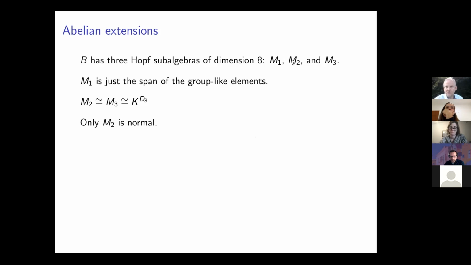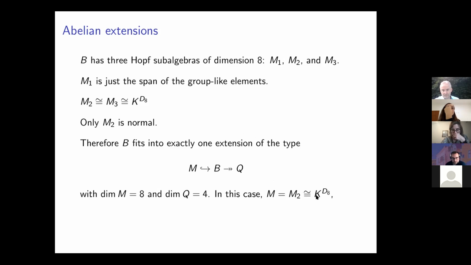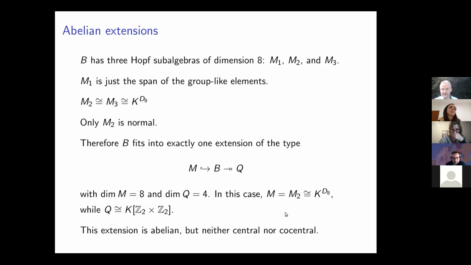Of these 3, M1, M2, M3, only one is normal, namely M2. And this means that B fits into exactly one extension of the type M, B, Q, where M is 8-dimensional and the corresponding quotient, here denoted by Q, must therefore be 4-dimensional. In this case, M, which is this M2, because it's the only normal Hopf subalgebra there, is isomorphic, as I said, to the dual group ring of the dihedral group, while the quotient is isomorphic to the group ring of the Klein 4 group. This extension is abelian, but in contrast to the other constructions in Genia's papers, this extension is neither central nor co-central.